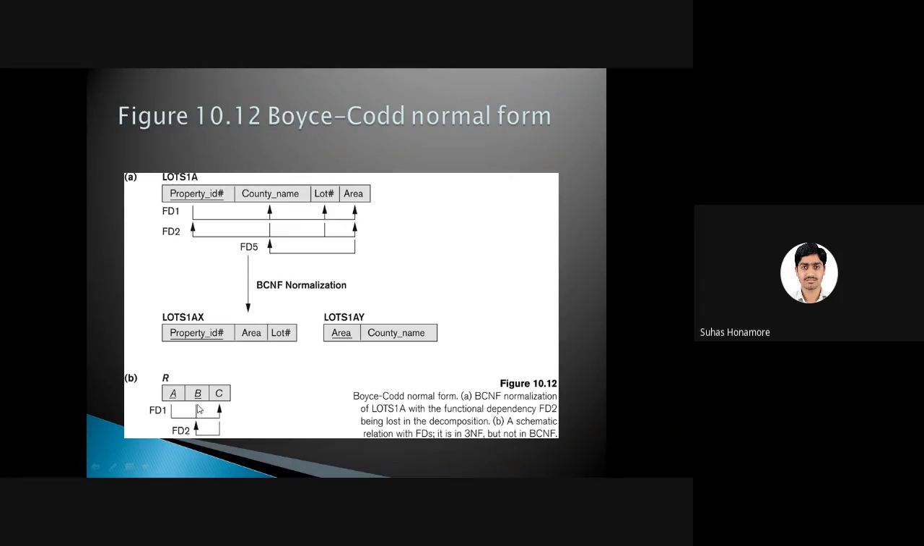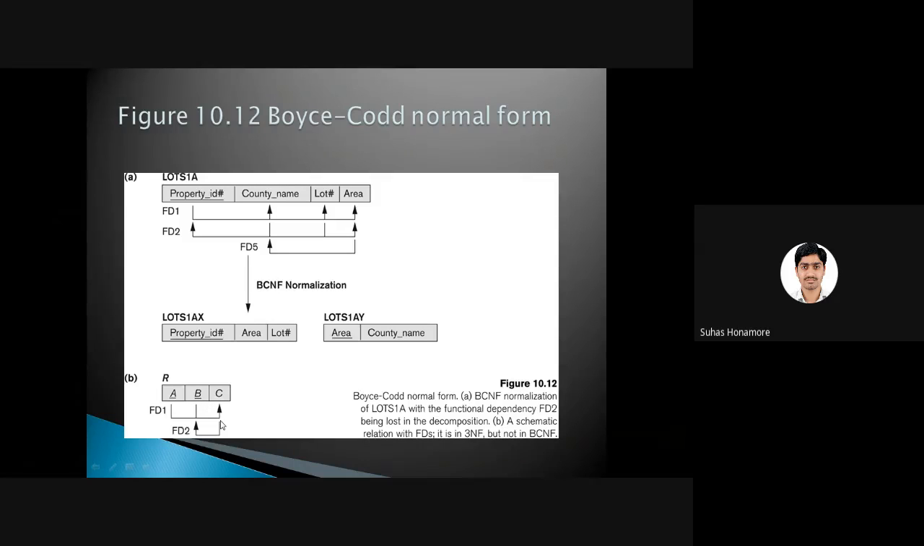Whenever we say X to A, either A should be a prime attribute or X should be a super key. So here for FD2, my C is nothing but X. Is it a super key? No. But B is a prime attribute because it is a part of our primary key. So we don't have any problem with that either. So it's there in 3NF.